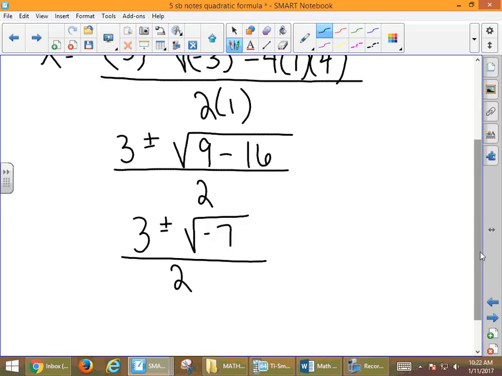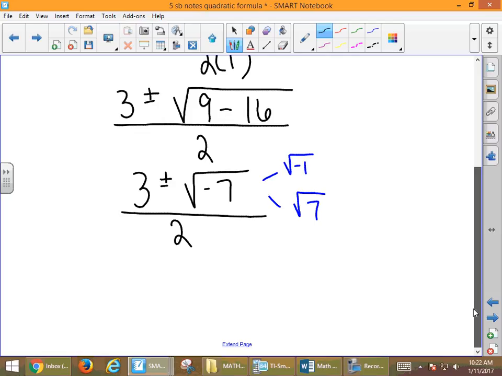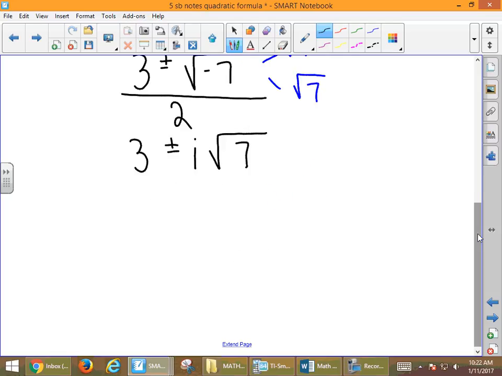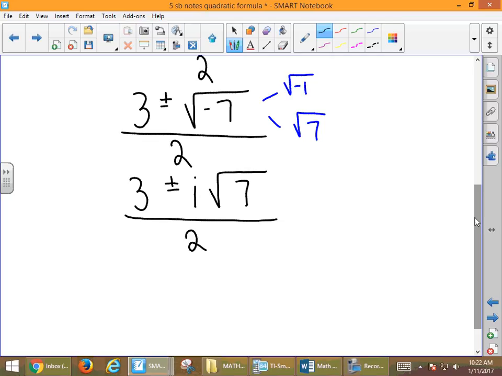What happens when we have a negative underneath the square root? Tiffany? And she's close here. Square root of negative 1 equals i. So when we simplify this, we get 3 plus or minus i radical 7. We can't do anything with that 7. It's a prime number, divided by 2. And those are the solutions to our picture.